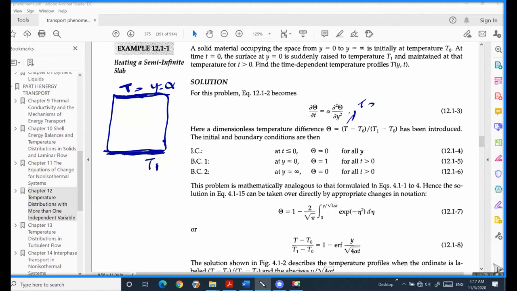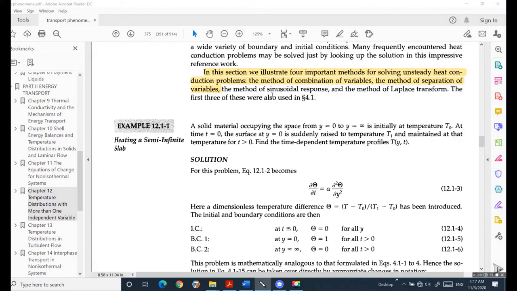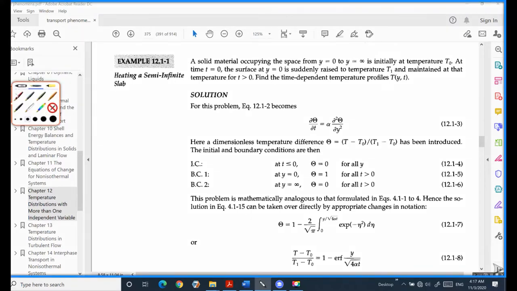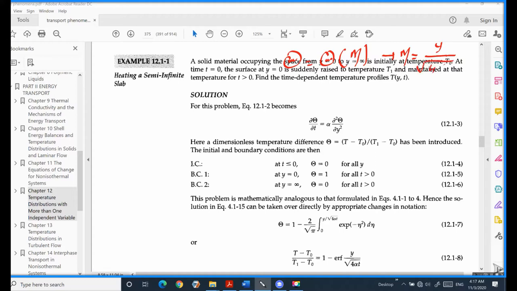Okay, so from chapter 4, the solution of this problem, we are going to use the method of combination of variables. Now in here let's define our dimensionless variable. Let's define this as the dependent variable, that one, and eta is going to be y divided by the square root of 4 thermal diffusivity and t.